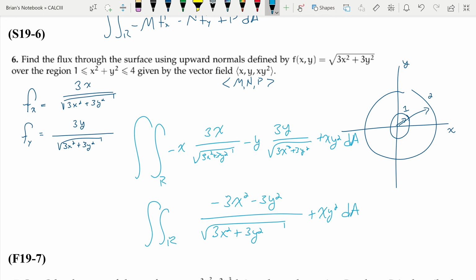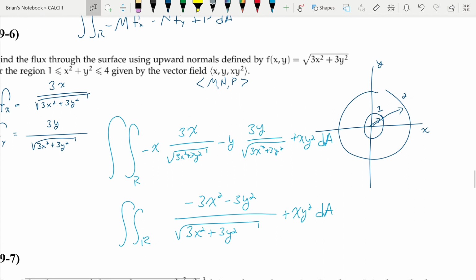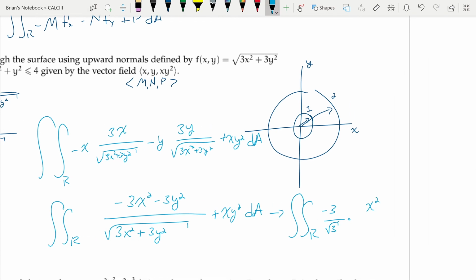So we want to convert this to polar because I think that's going to be the easiest way to solve it, especially because our region is really well defined in polar. To do that, you see we've got some x squareds and y squareds, but we have some pesky 3's in front of them. So what I would do is pull out the 3's in both the numerator and the denominator. So we get the region of negative 3 over the square root of 3 times x squared plus y squared over the square root of x squared plus y squared, plus xy squared dA.